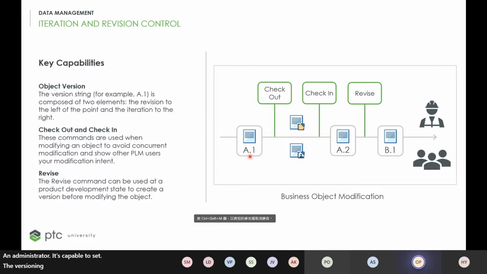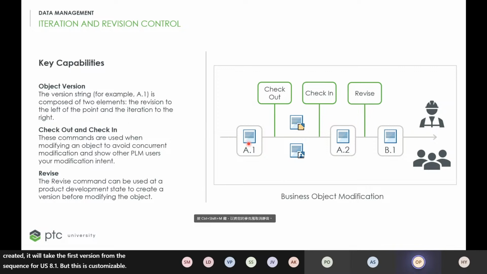For us, the versioning scheme contains a revision. What is in front of this point, it's the revision. What is after the point, it's the iteration. When the document, the part, the CAD is created, it will take the first version from the sequence. For us, 8.1, but this is customizable.